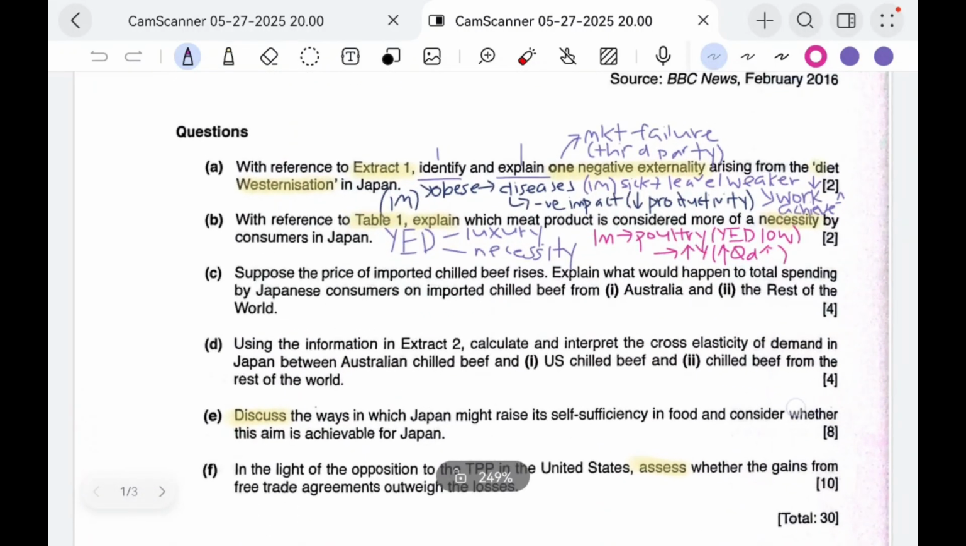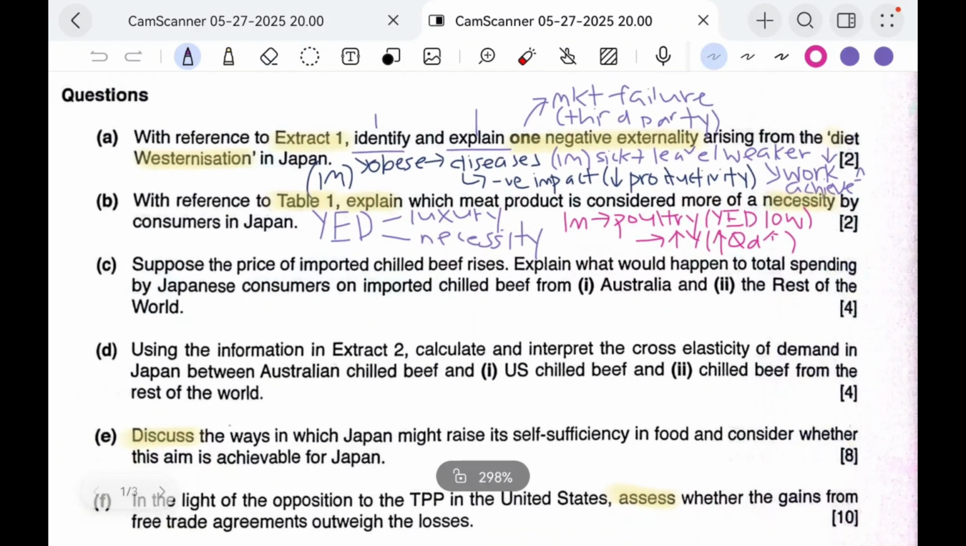Okay, so we have finished part 2. 2 more parts to go for this session.